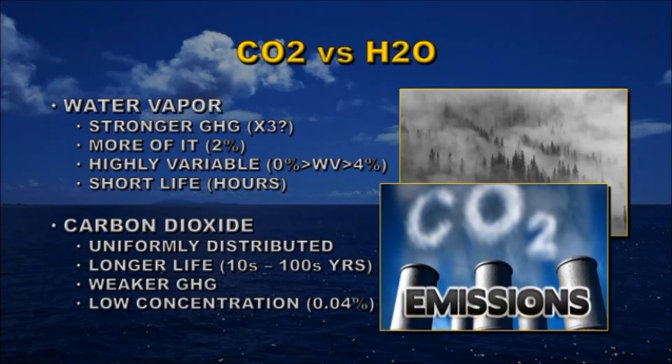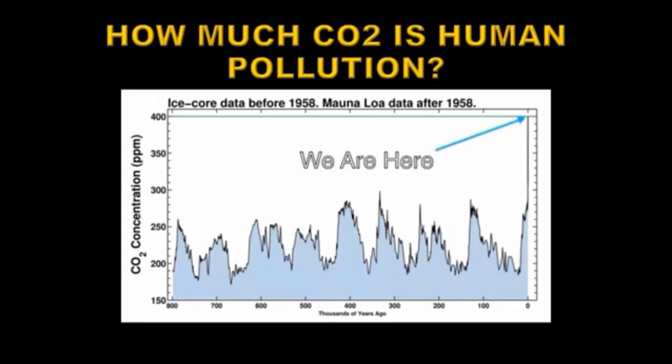Carbon dioxide, on the other hand, is very uniformly distributed. It has a longer life, tens to hundreds of years, some people argue millennia. It is a weaker greenhouse gas, and the concentration is about 0.04%. So for every 1 carbon dioxide molecule, there are 50 water vapour molecules in the atmosphere. How much of the carbon dioxide in the atmosphere is from human pollution?